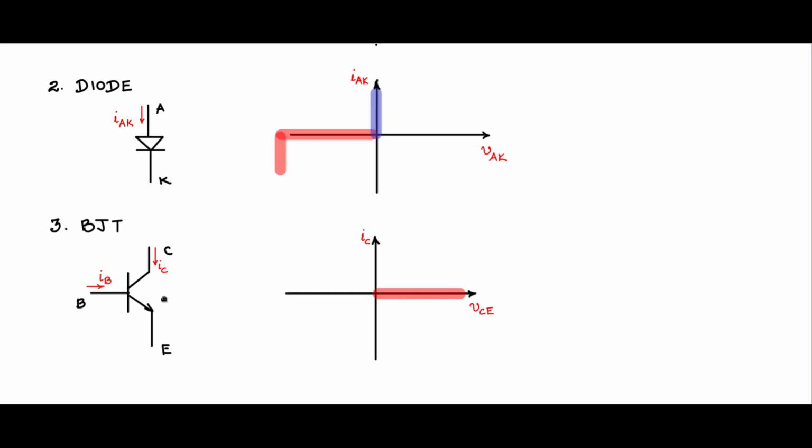And when the switch is on, all the currents are in the positive part of the axis. So this is the set of operating points that you would get for the BJT.